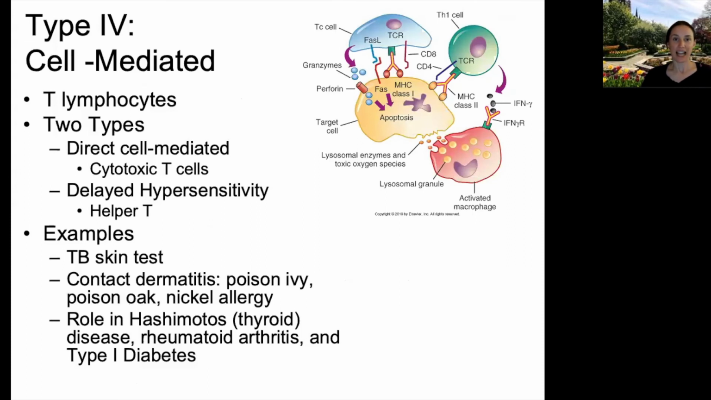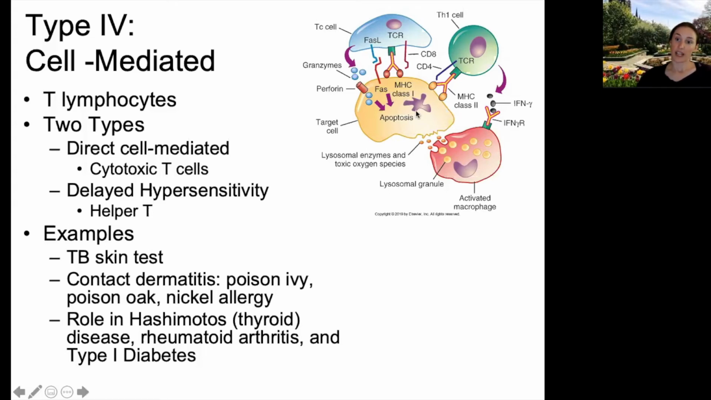And the last hypersensitivity reaction is type 4, which is cell-mediated. This means it involves T lymphocytes. There's two types. There's the direct cell-mediated cytotoxic T cells, or the delayed hypersensitivity involving helper T cells. Some examples include a TB skin test, contact dermatitis through maybe poison ivy, poison oak, a nickel allergy, and it plays a role in Hashimoto's thyroiditis, as well as rheumatoid arthritis and type 1 diabetes.